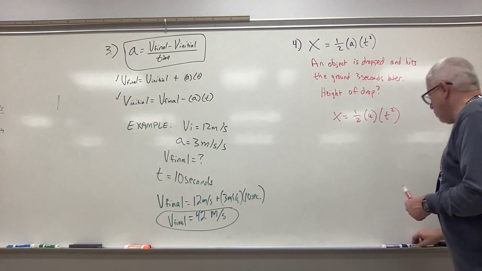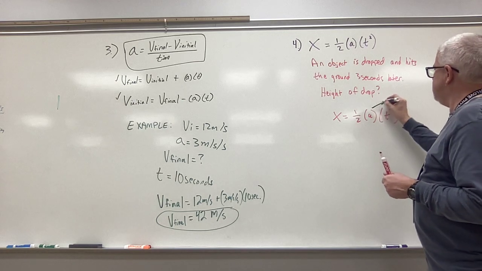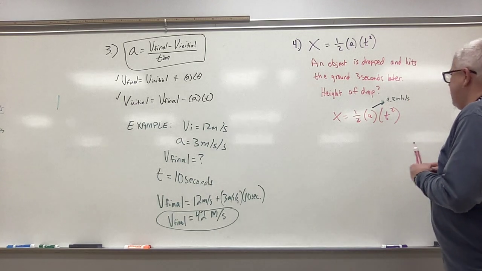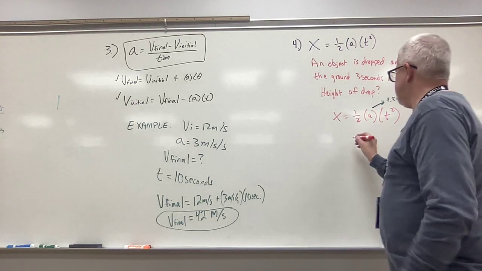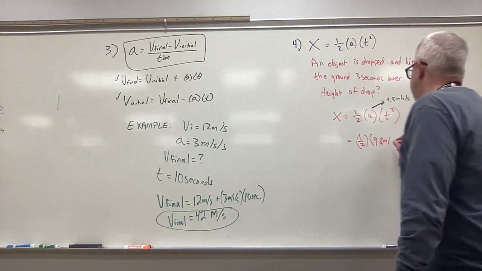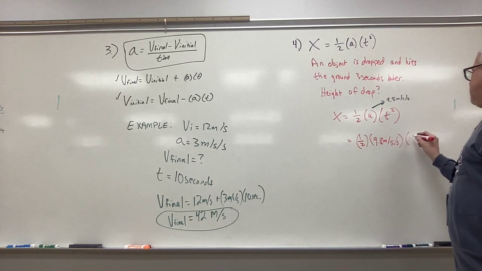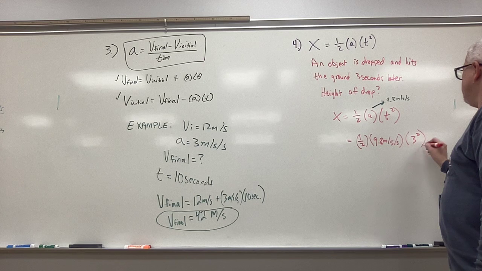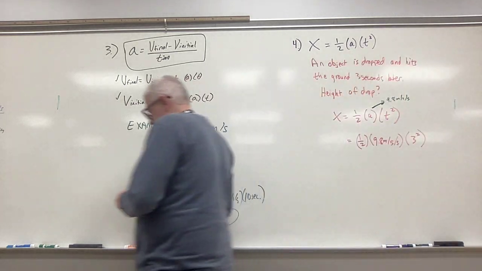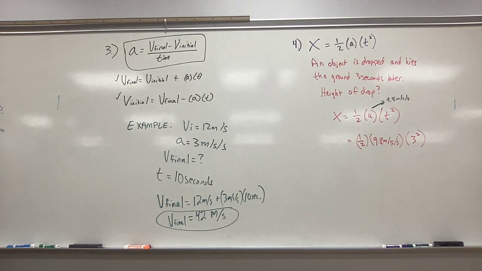But here, the acceleration due to gravity, we're going to say is 9.8 meters per second. This time is going to be 3 seconds. So I'm going to say 1/2 times 9.8 meters per second times 3 seconds squared. Well, 1/2 times 9.8 is 4.9. 3 squared is 9. So you probably have to put that in a calculator. I'm going to think 9 times 4.9, a little less than 45. I think it's 44.1.